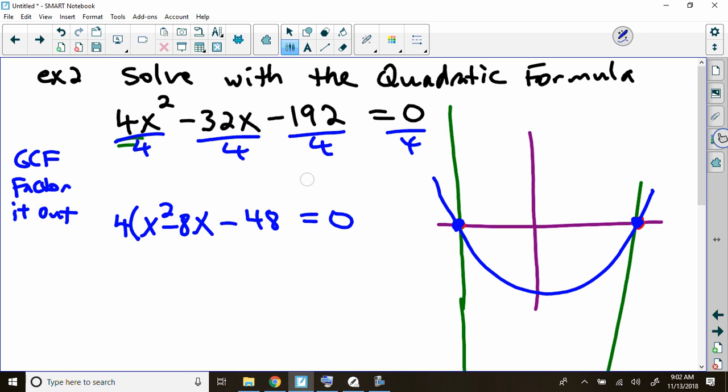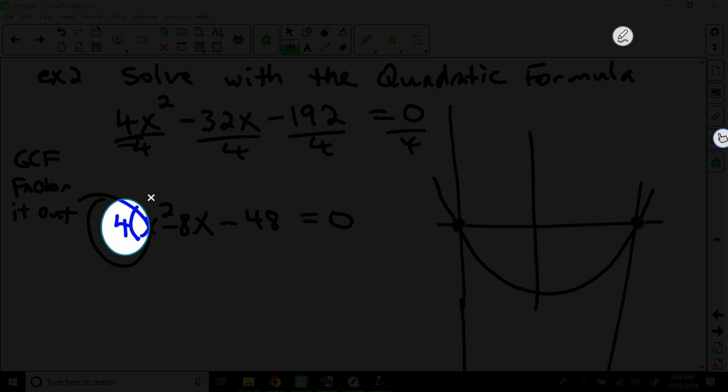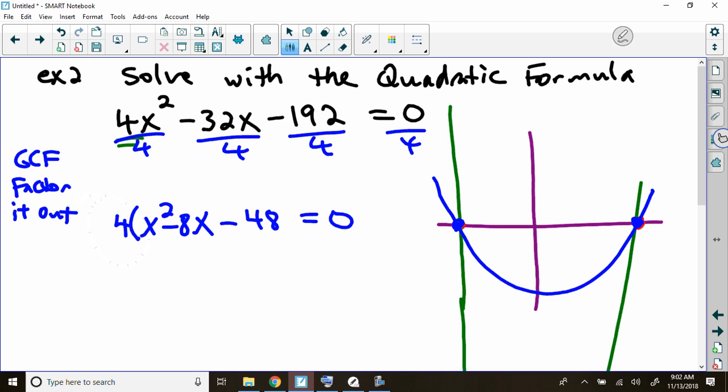So we divided out that 4, and the only thing that 4 tells us is that this parabola is going to be tall. But it's still going to have the same x-intercepts. So that 4 we divided out can be disregarded from this point forward. We don't need to use it. It just shapes our parabola. But if we're getting the answers, the x-intercepts, it doesn't really matter. So now I can use the quadratic formula.